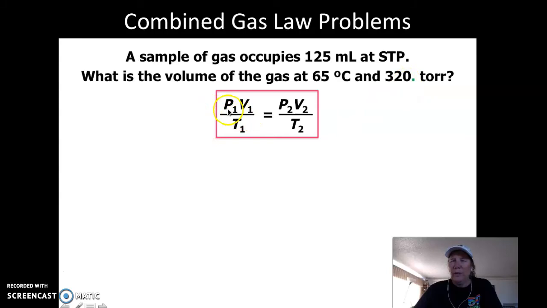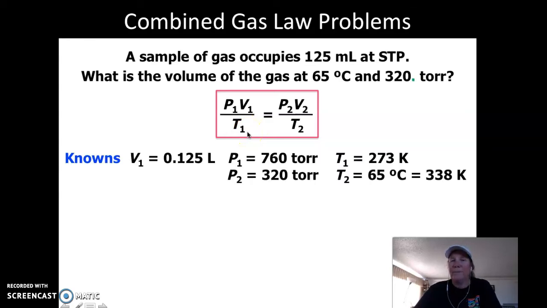So we have the volume, and we have the pressure, 760 torr, and we have the temperature, 273. Over here, we have the temperature once we switch it to Kelvin, and we have the pressure, 320, so we've got to find V. Basically, we take the T sub 2 and put it over here, and the P sub 2 and put it down here, and then I can isolate my V sub 2. Those are all the numbers, and again, we've got to change this temperature.